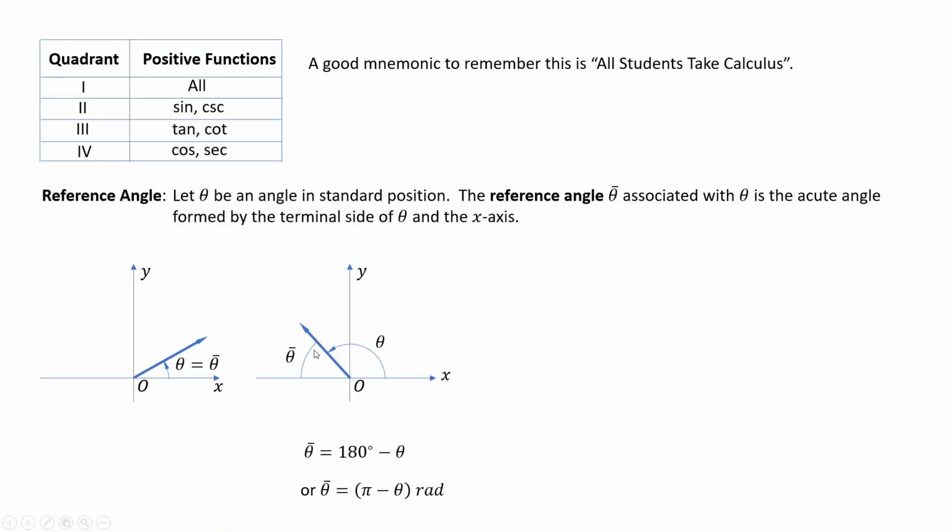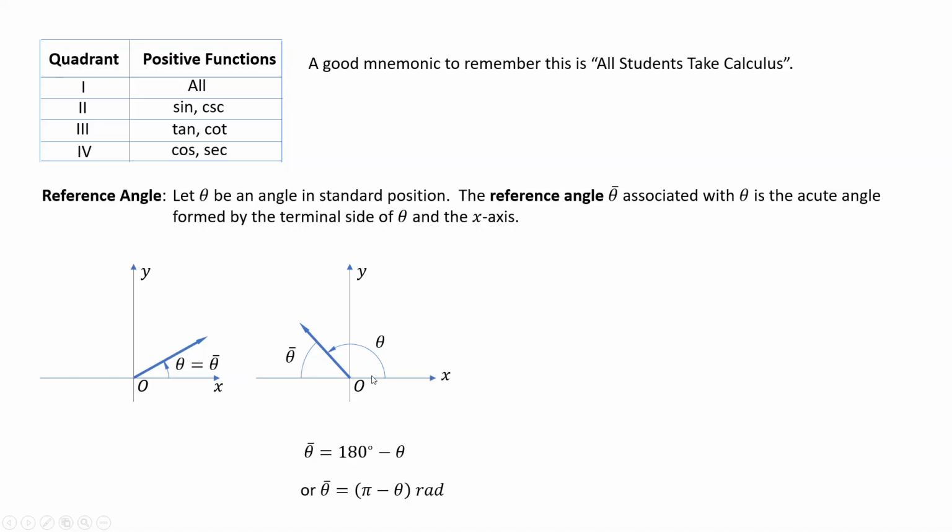Okay, how about this? Is that an acute angle? Is that less than 90 degrees? Yes, it is. Is this an angle of the terminal side with respect to the x-axis? Yes, it is. It happens to be with respect to the negative x-axis, but we don't care. The definition says as long as you pick x-axis, we are good. So this is the theta bar, the reference angle for this theta.